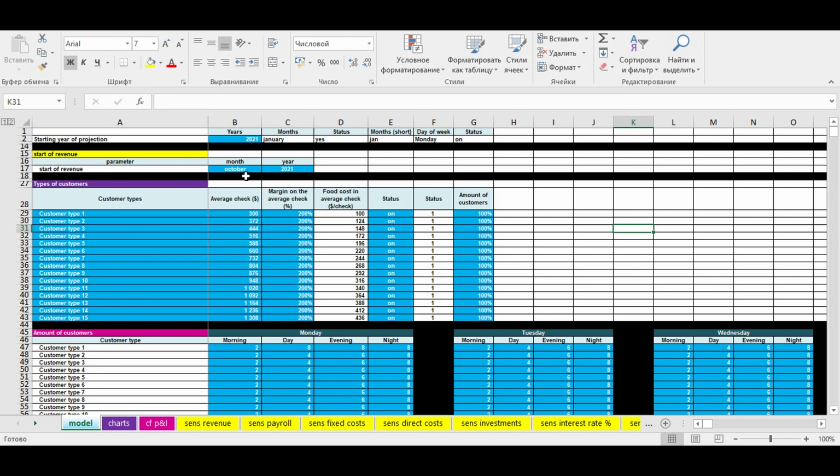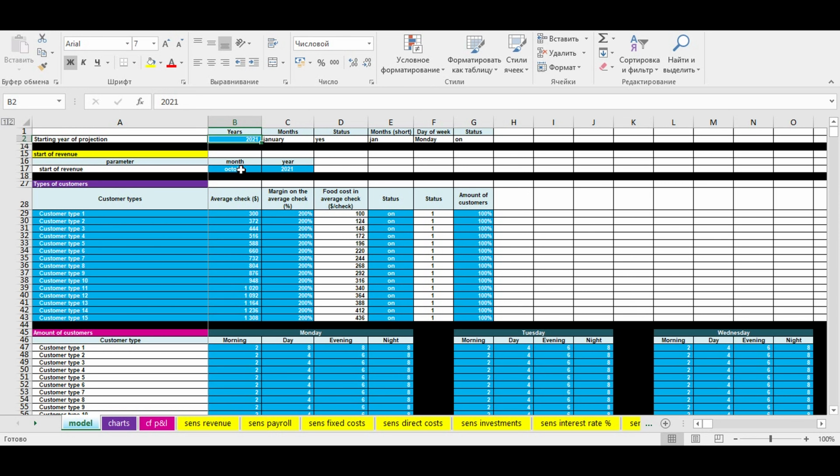So now let's go through the model and I will show you what items you should pay attention to if you want to run this business. In our model, all inputs are colored in blue. Other cells are automatic. First of all, we enter the year when all our financial projections start.